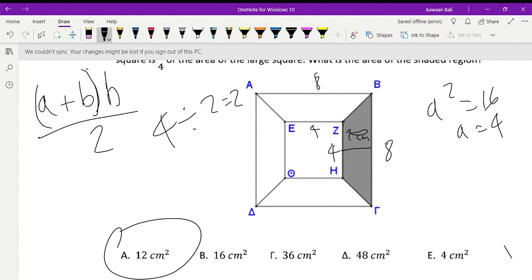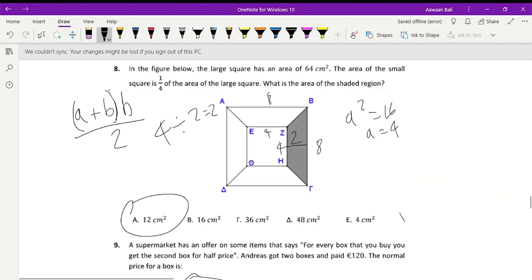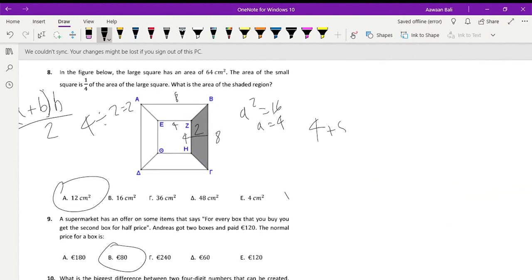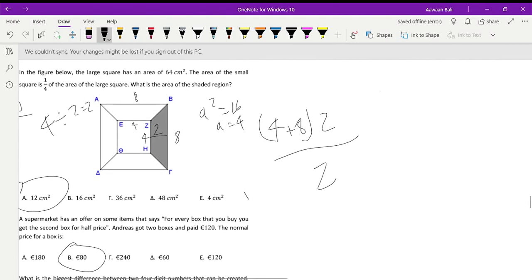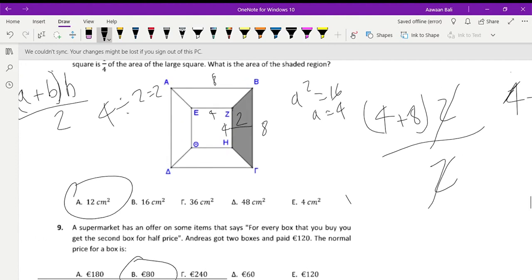So basically, you could just say 2 here. Now we have to do the calculation. So we have 4 plus 8 multiplied by 2 divided by 2. It's lucky that we have 2, because then we can just cancel the 2 with the 2, since multiplication and division cancel out, and then 4 plus 8 is 12, which means the answer is 12 centimeters squared, which is alpha.